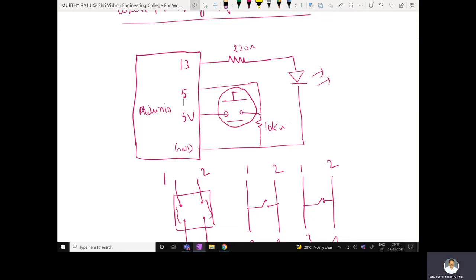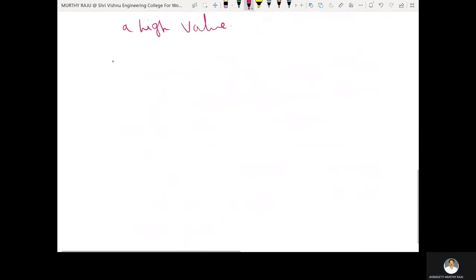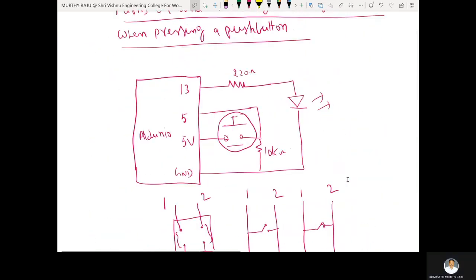Here we now use the sketch, the program. Here we use 2 pins. The 13th pin acts as an output. The 5th pin of the Arduino acts as input, input from the push button.